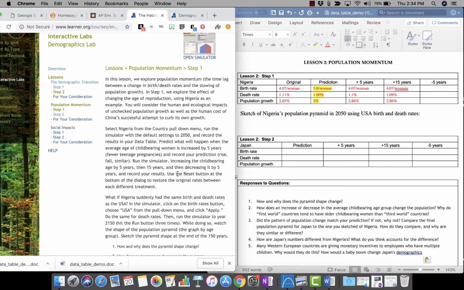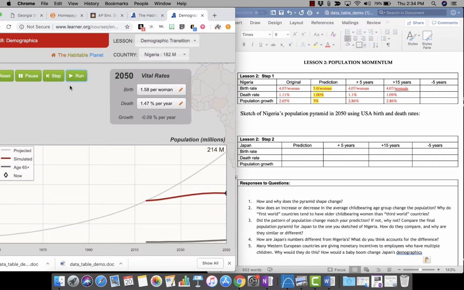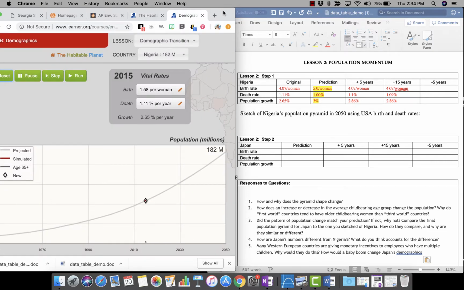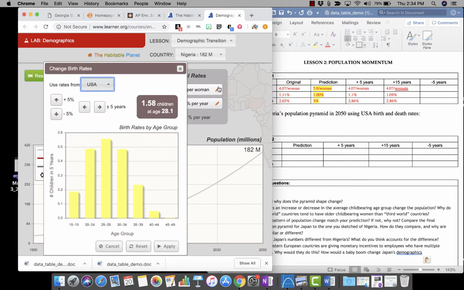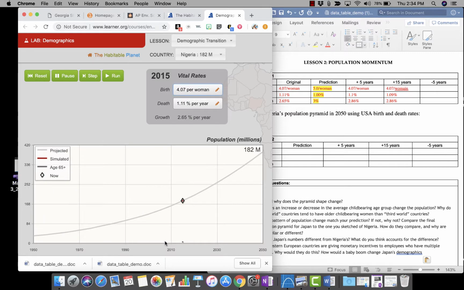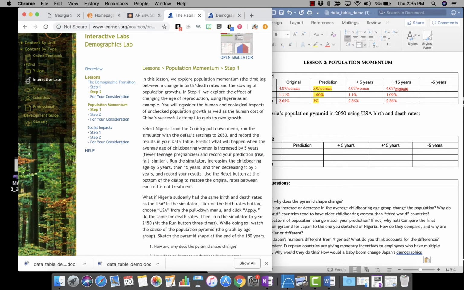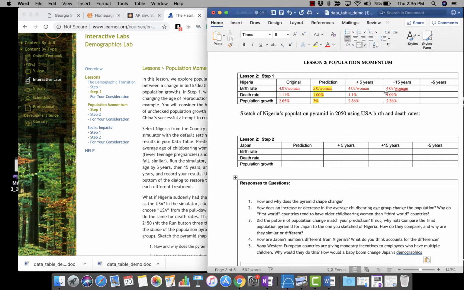So we're going to select Nigeria, run the simulator with default settings, and we'll run it to 2050. Record the results in the data table. Predict what happens when the average age of childbearing women is increased by 5 years. So fewer teenage pregnancies. Okay, so that's what we're going to do here.